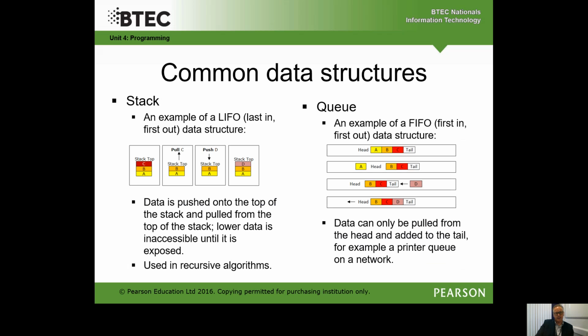Next, we're going to look at stacks. So the first stack we're going to look at is known as a LIFO data structure. LIFO stands for last in, first out, and describes how data is treated in some data structures. It means that the last item of data pushed onto the stack is also the first item of data that is pulled back off.